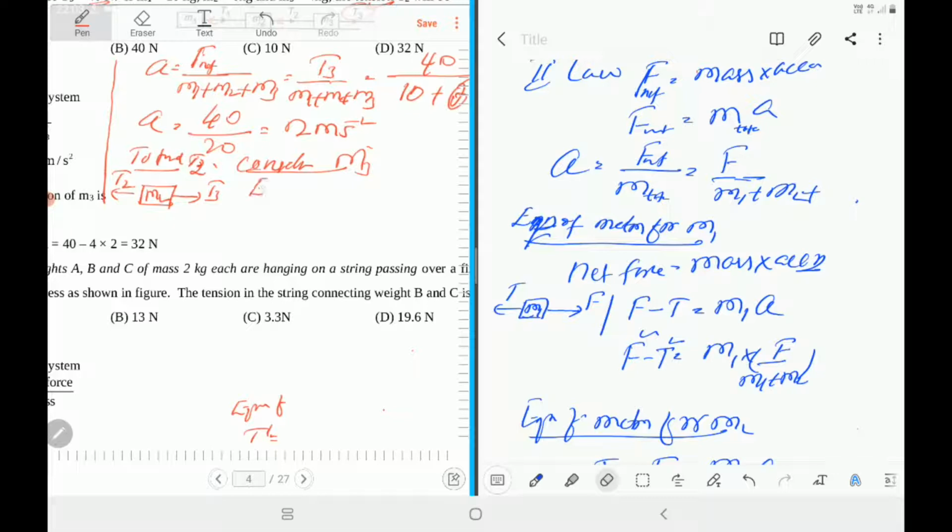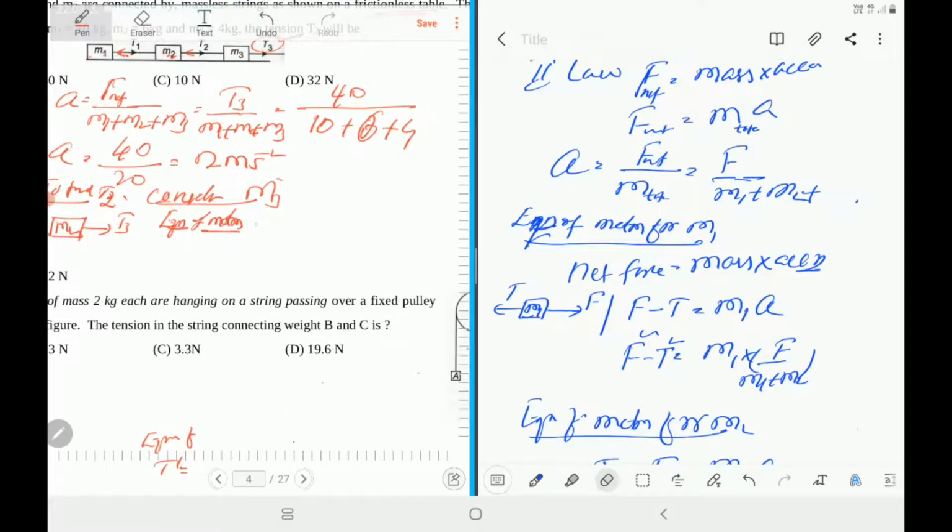What is the equation of motion? How do you write it? Net force equals mass times acceleration. Net force is the greater force minus the lesser force, because the body or system of bodies is moving towards the right. So T3 must be greater than T2. Net force is T3 minus T2, that's equal to mass m3 times acceleration. You want T2, so you transfer T2 to the right and the other to the left.